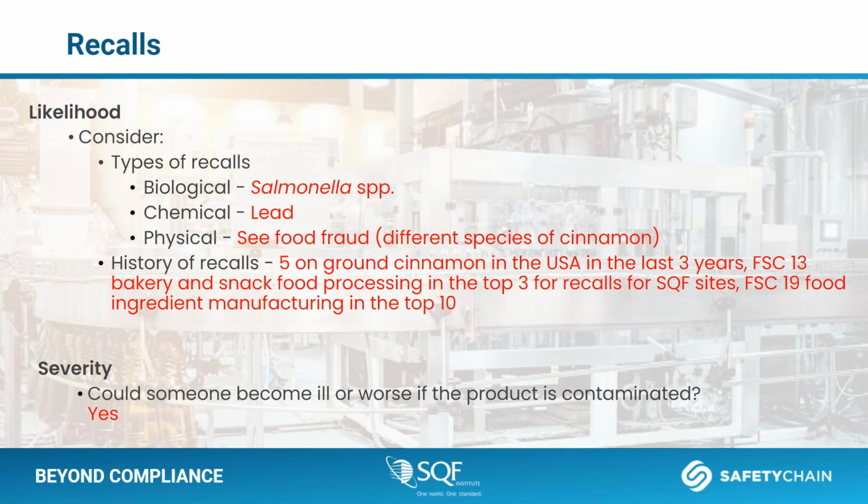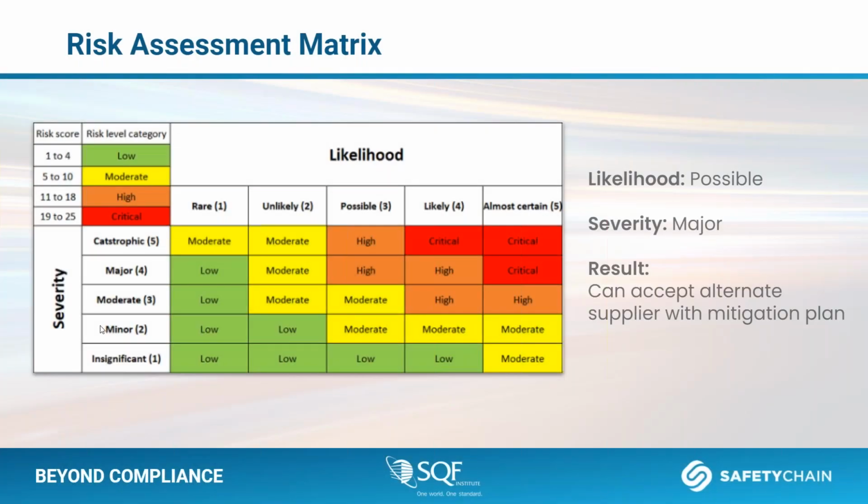So could someone become ill or worse? Absolutely. So now we've gathered our data. We've got data on food recall, we've got our food fraud, and we've got data on recalls, and we're going to make a decision on whether or not we could use an alternate supplier for cinnamon. And so I'm looking at the likelihood is possible. Okay, so based on the data, it is possible that we would have issues.